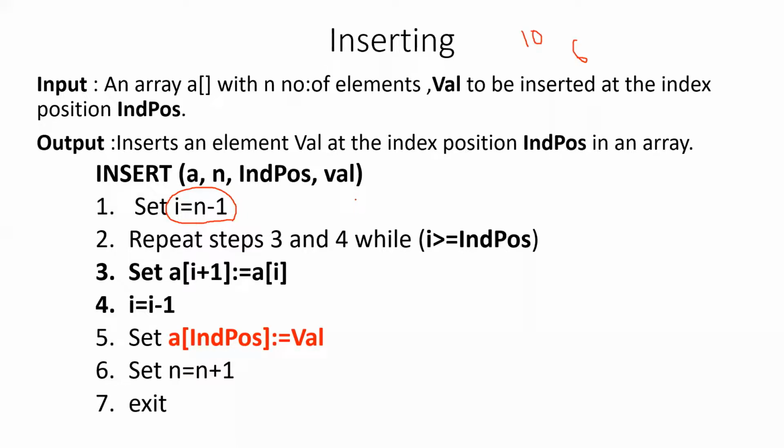What will be the index number of the last number? Mamata, can you tell me? If the size of the array is 10 and there are 6 numbers in the array, what will be the index number of the last number in the array? 5, ma'am. Good, correct. So 5 will be the index number, right? So we are setting I as the index number of the last number in the array.